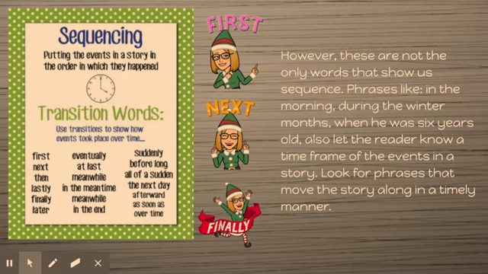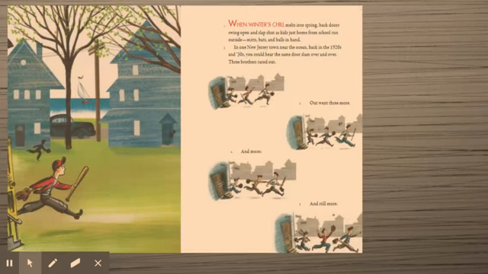Phrases like in the morning, during the winter months, when he was 6 years old, also let the reader know a time frame of events in a story. So we're going to look for phrases that move the story along in a timely manner. We are going to reread this page. It's a short page, and on this we're going to be looking for those sequence words that tell us the structure or the time order of these events.